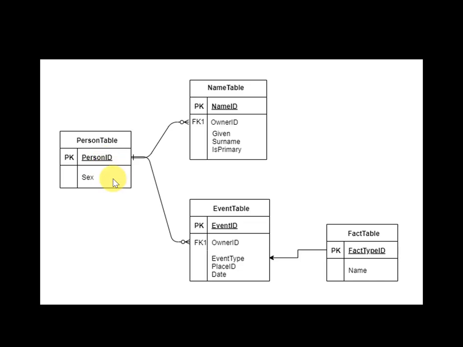If we put the picture together with the details that we had before, this is what the diagram looks like. We have the person table over here, the gender. We have the name table with potentially multiple names per person. And then for that particular person, they have multiple events. Each event has a type, which may be birth, death, burial, marriage, bar mitzvah, etc.